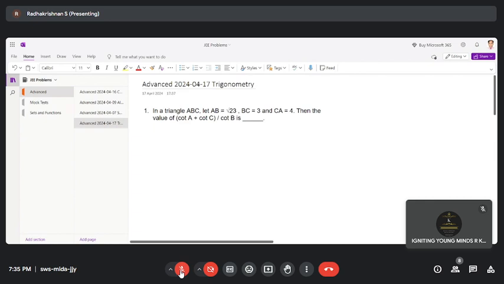Just to give you a clue, if there is cot, you can easily convert it into sin and cos form. So you can write cot as cos by sin. Cot A is cos A divided by sin A. So you can use that as the first step. Then try to see how we can apply sine rule or cosine rule. Or both. In fact, you need to apply both.